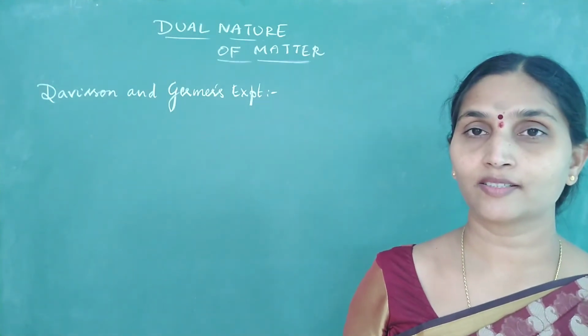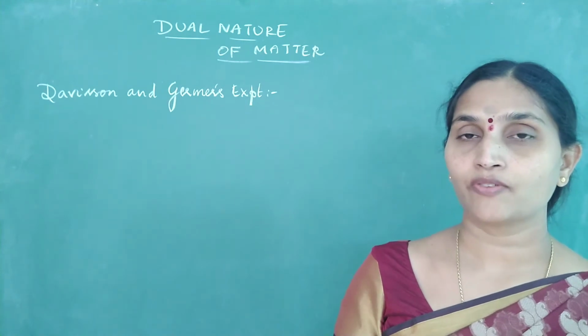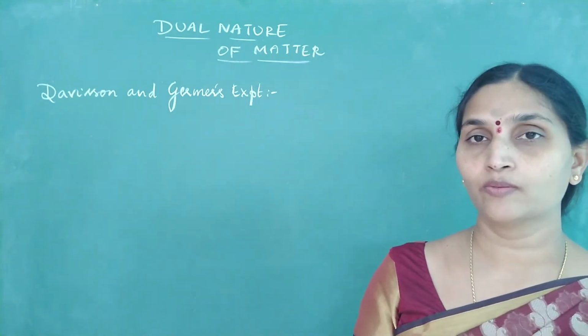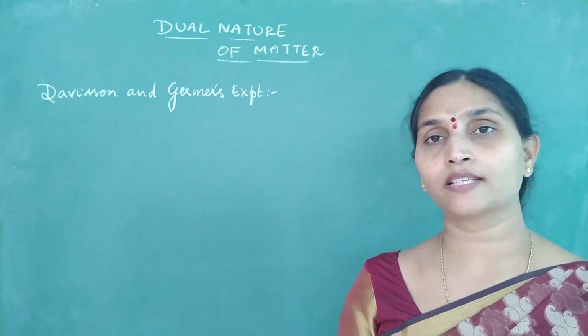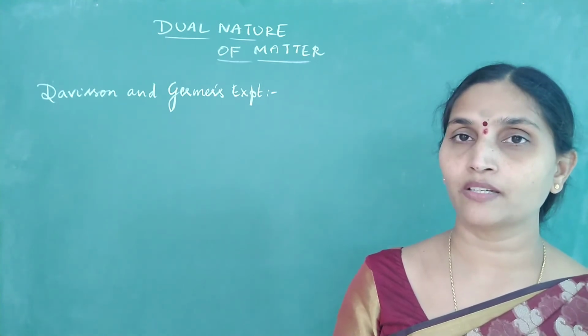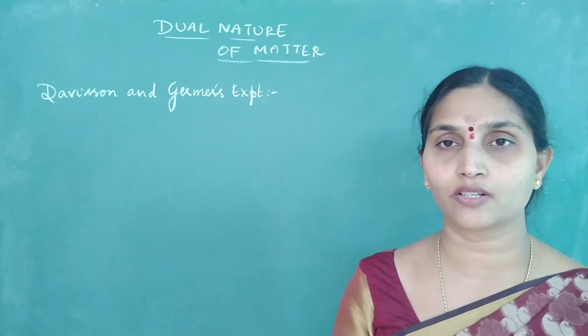Welcome back, children. Coming to today's class, it will be on the Davisson and Germer experiment. In the previous class we discussed de Broglie's matter waves. He proved that every moving matter has a wave associated with it. As the mass of the particle decreases, its wave nature dominates. Now we are going to do one experiment, an experimental verification of whether electrons have wave nature or not.